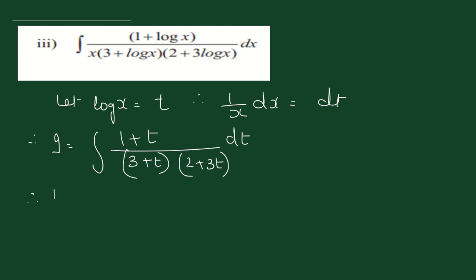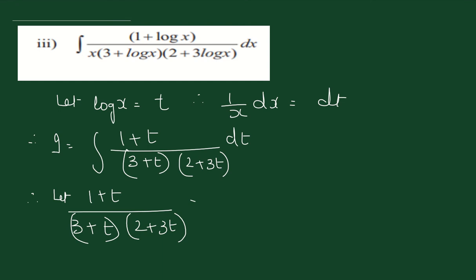So as usual, we write let 1 plus t upon 3 plus t into 2 plus 3t be written as a upon 3 plus t plus b upon 2 plus 3t. Now what you are going to do is take it up as a challenge and complete this sum as an assignment and prove that you have understood the lesson completely. If there is any difficulty, don't worry. You can always pass on a message to me. I'll solve this sum and send you a picture of it. So do try this sum out as an assignment.